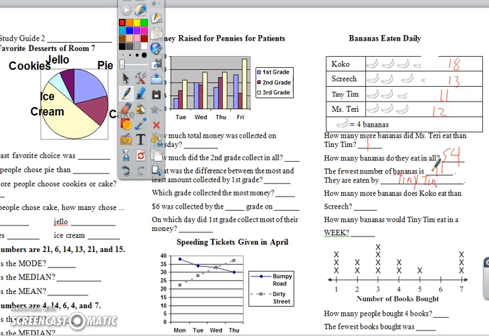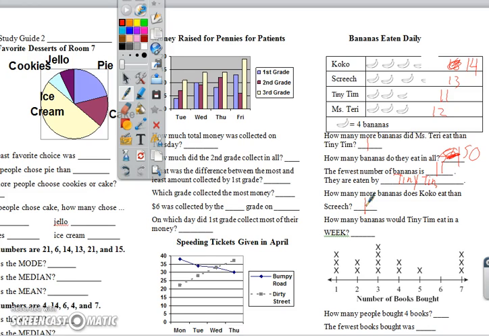How many more does Coco eat than Screech? Coco is at 18. That can't be right. Let me back up a second here, because this 18 couldn't be right. 4, 8, 12 plus 2. This is going to be 14. Oh my goodness. Got to go back and change these then. So 14, 27, 38, 50. Fewest number is still 11. That's by Tiny Tim. Coco eats 14, Screech eats 13, so that would be 1 less.